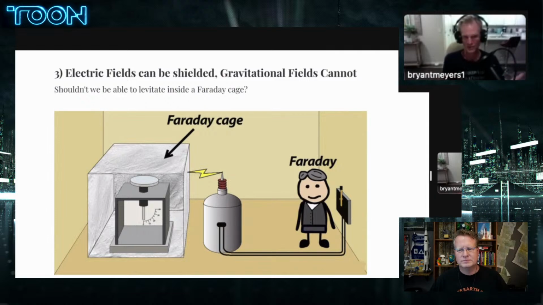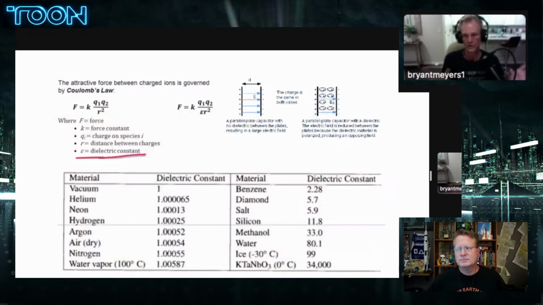I mean, electric fields can be shielded, and it actually comes from a cool bit of science here. We need to use Coulomb's law, because this version of Coulomb's law is for a vacuum, with the dielectric constant being 1, right? But in reality, the atmosphere is pretty close to 1. Air, you can see, so we can pretty much safely use that equation in the air.